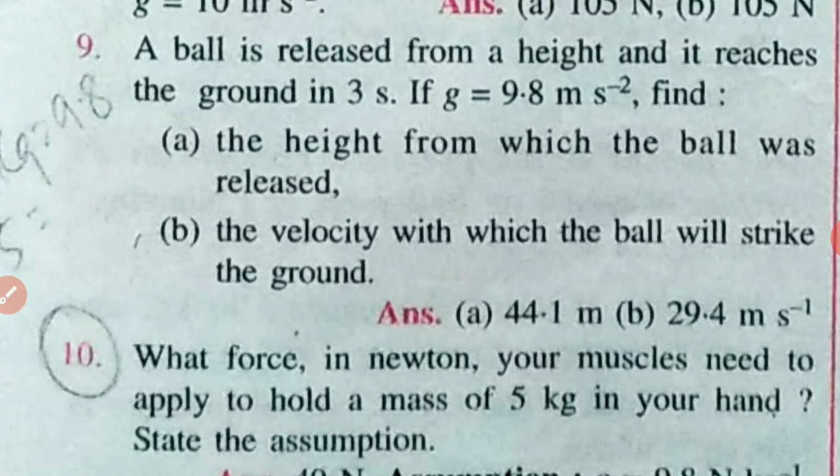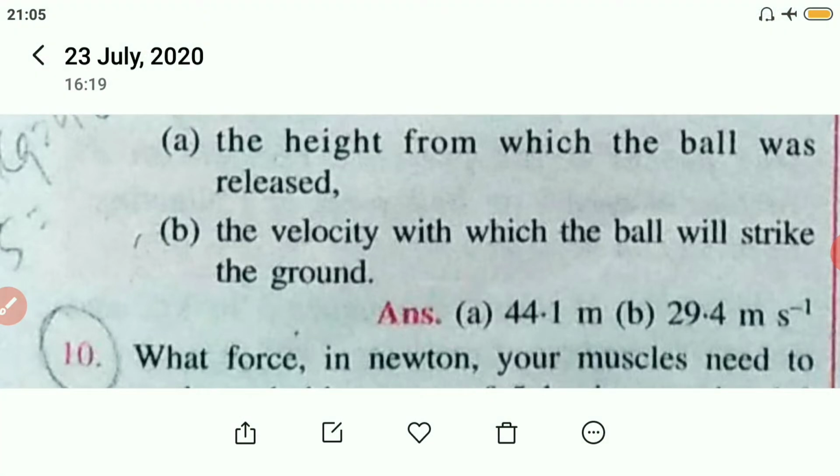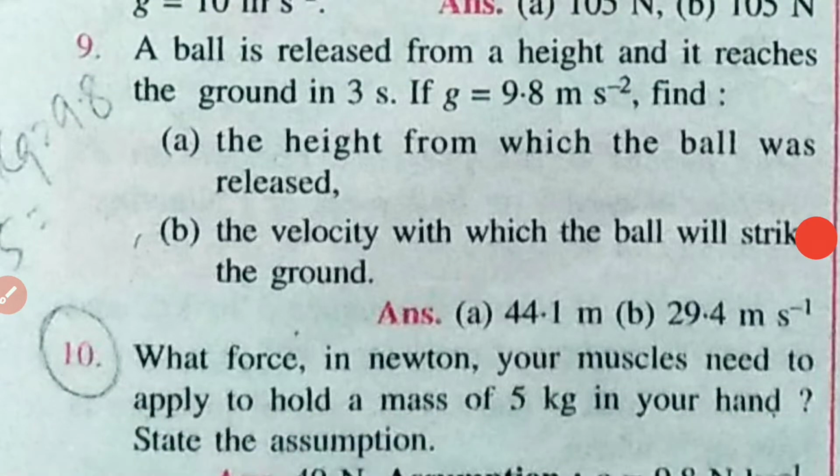A ball is released from a height and it reaches the ground in 3 seconds. If g equals 9.8 meter per second square, so here two things are given to us: time and acceleration due to gravity. With the help of these two things we are supposed to calculate the height from which the ball was released, and the velocity with which the ball will strike the ground.